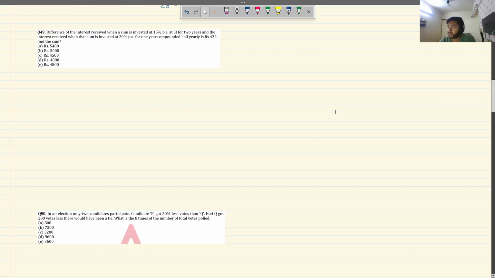Difference of interest received when a sum is invested at 15% per annum at simple interest for 2 years, and interest received when that sum is invested at 20% per annum for 1 year compounded half yearly is rupees 432. मान लेते उसने सिंपल इंटरेस्ट में 100 रुपीज़ इन्वेस्ट किया था और 2 साल के लिए, तो हर साल उसको 15% मिला है.